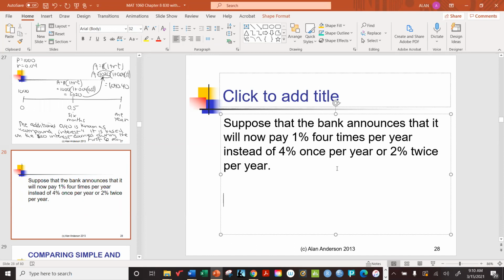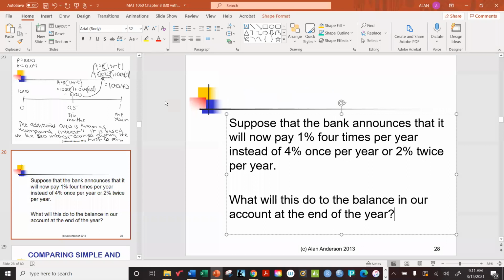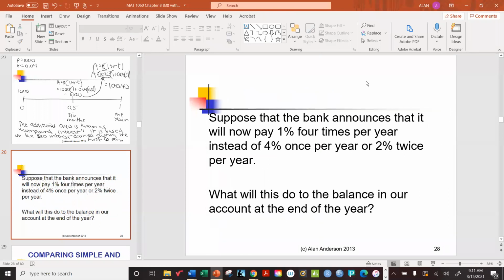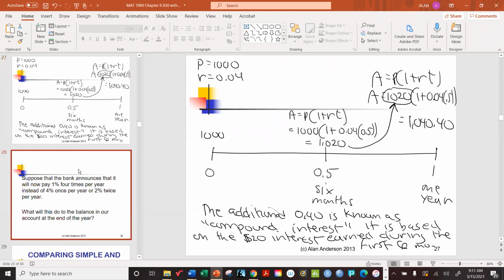Now, what will this do to the balance in our account at the end of the year? Well, presumably, if splitting up the interest into 2 pieces added to our balance increased it, this should also increase our balance even further. In other words, when the year is over, we should actually end up with more than $1,040.40. So we're going to prove it right now, and along the way, get a lot of good practice.